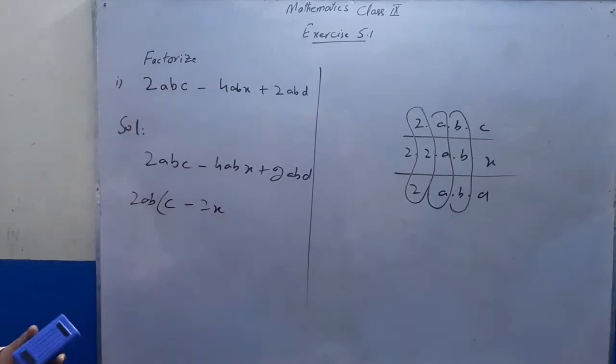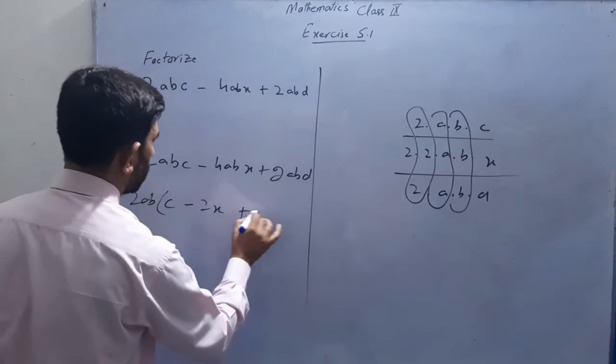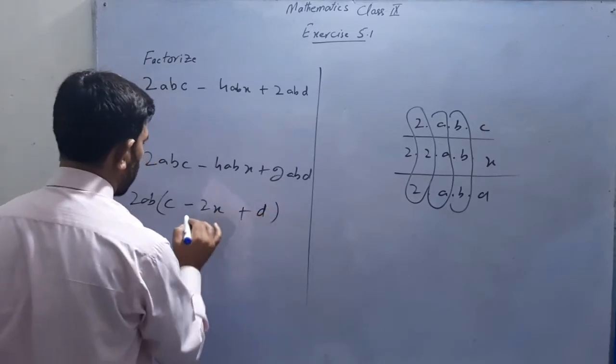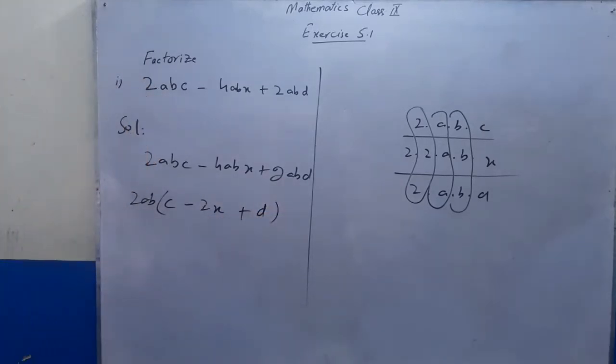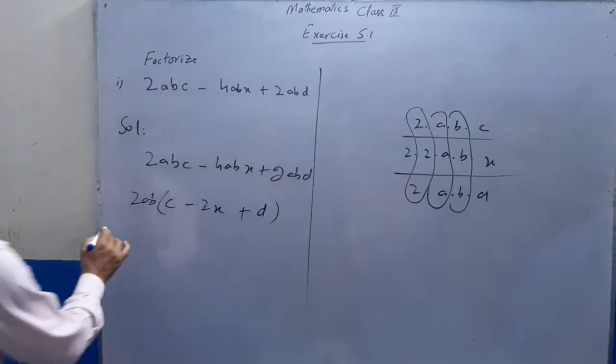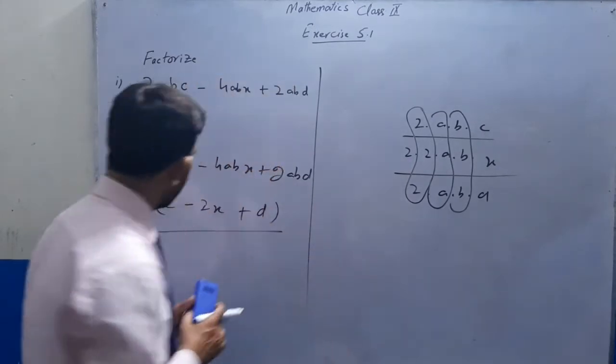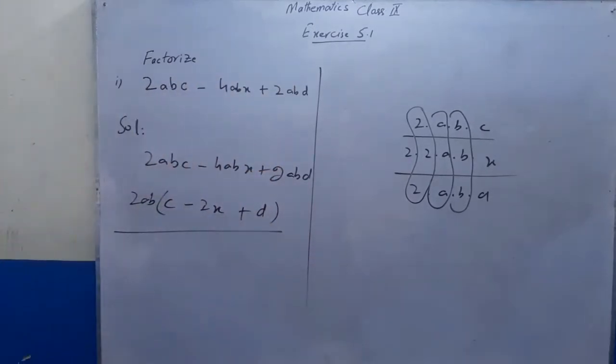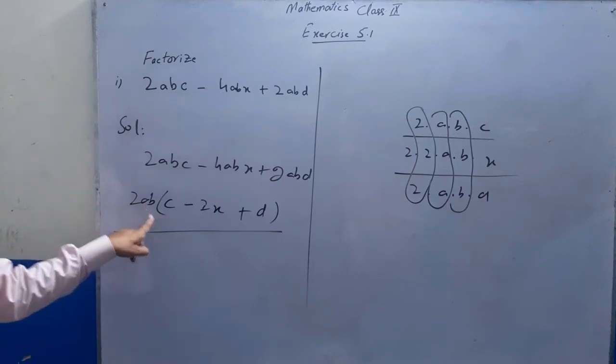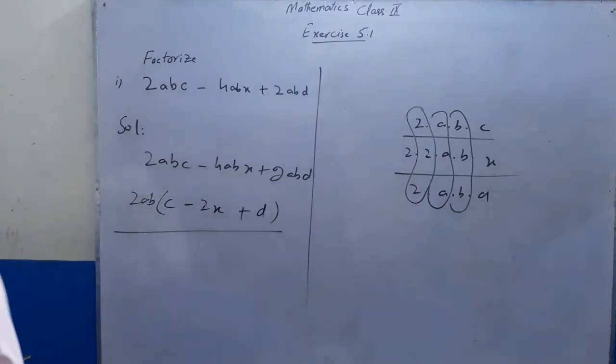And in the last term, 2ab have been taken as common and b left. Plus sign will be written down same, and d will be left over here. So whenever you take common 2ab, remaining there is c minus 2x plus d. It indicates a single term. Why? Because c minus 2x plus d is a compound term. It represents a single term, and 2ab is being multiplied with this whole number, so it indicates a single term.